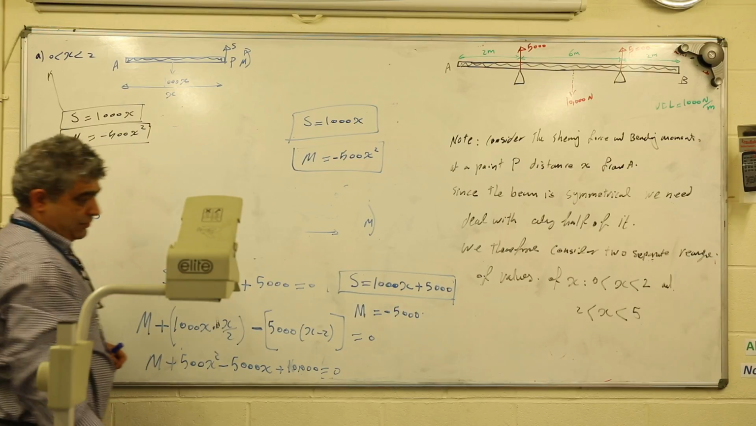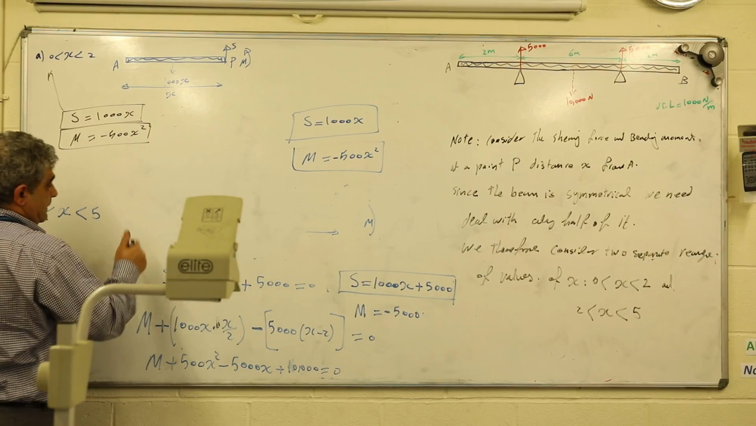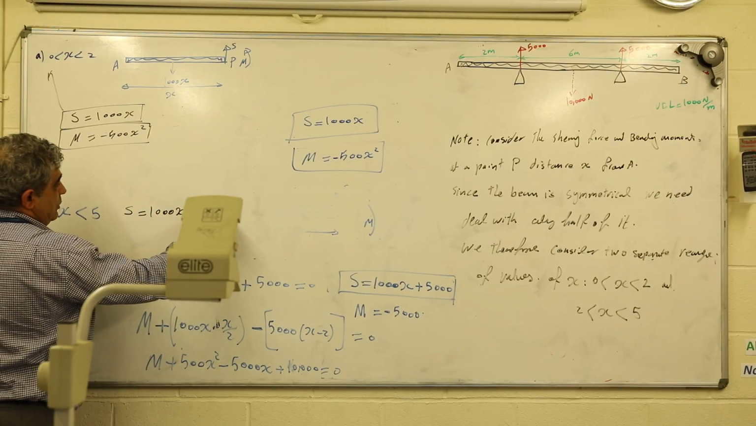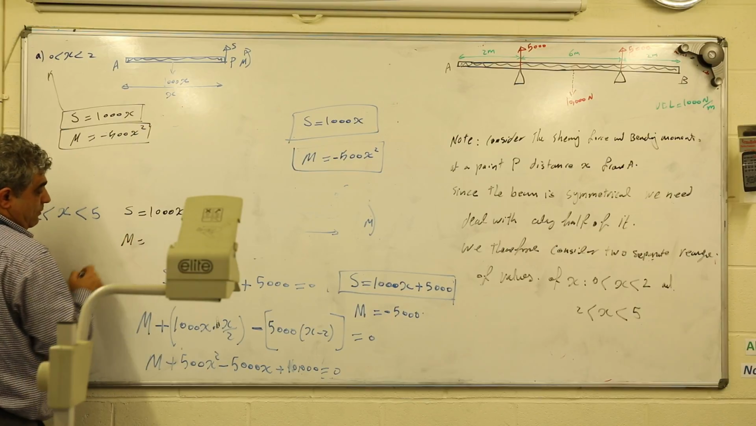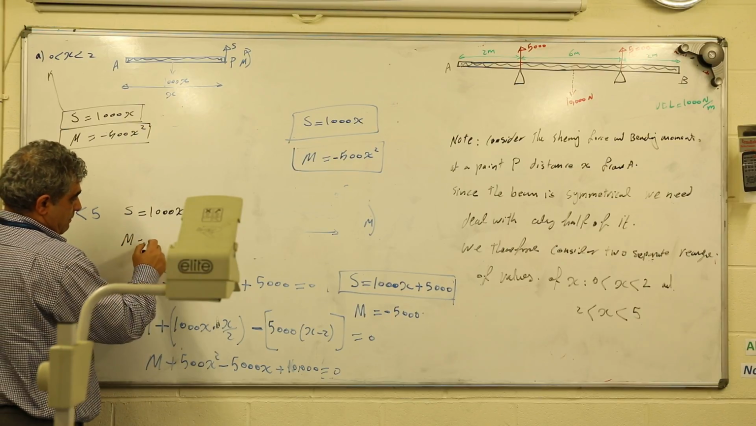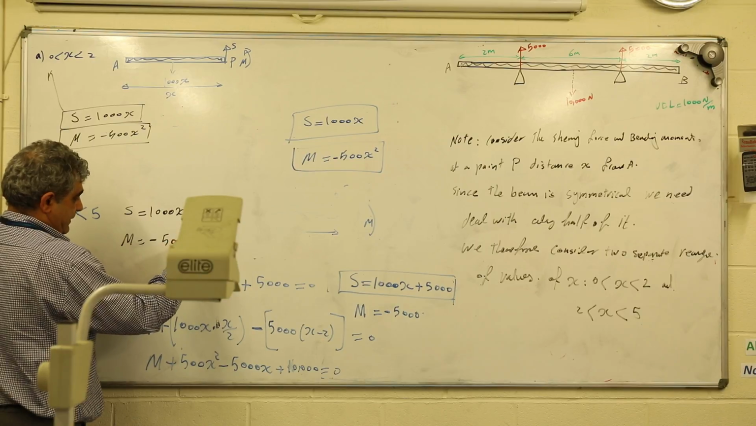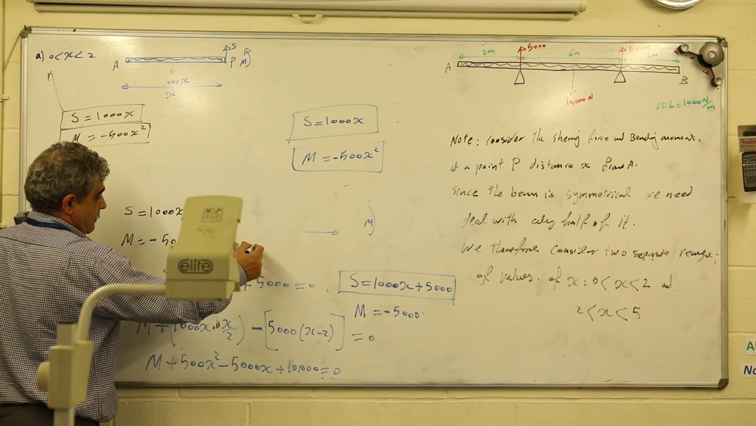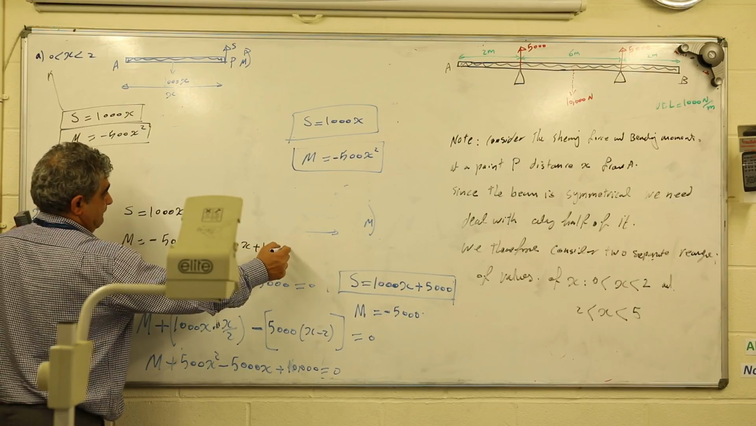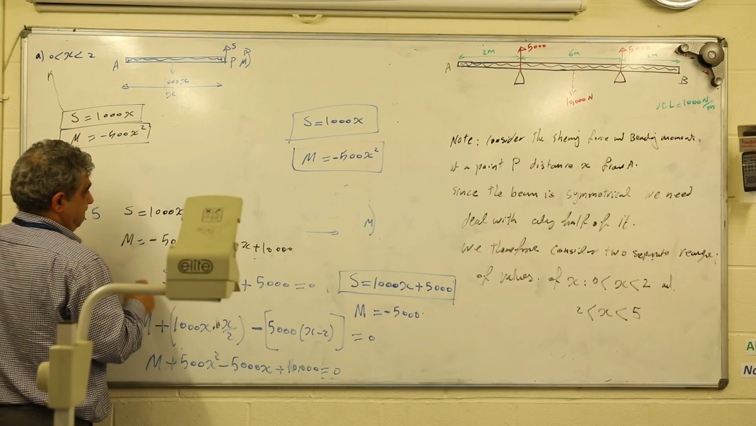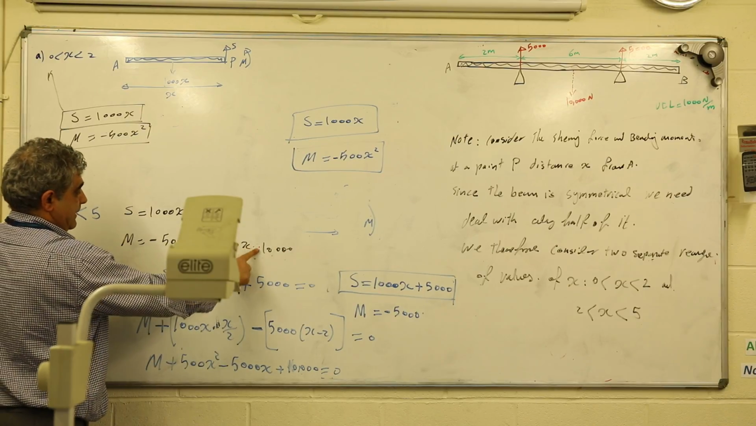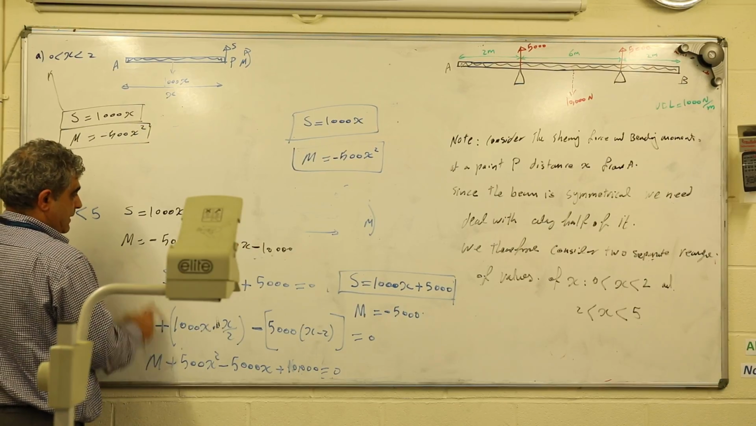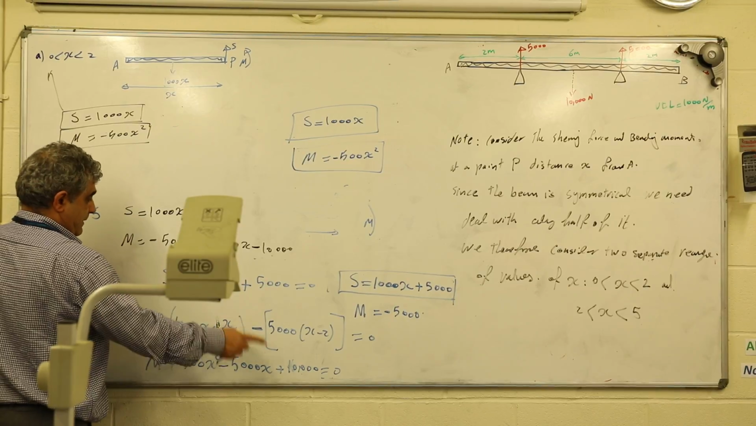And for that range, S is equal to minus 1000x plus 5000, the shear force equation. The bending moment equation would be minus 500x squared plus 5000x minus 10,000, is it? Yes, I think it should be minus here. This goes that side minus, that goes positive.